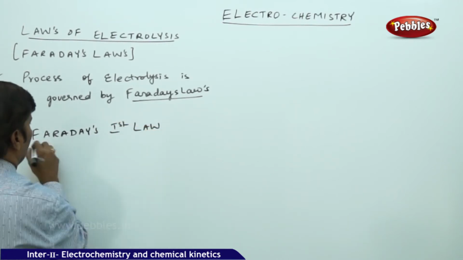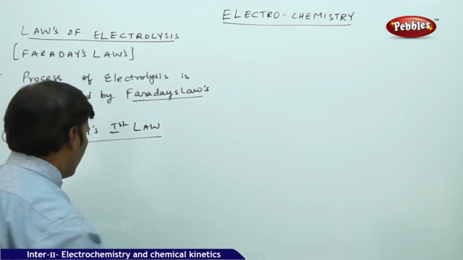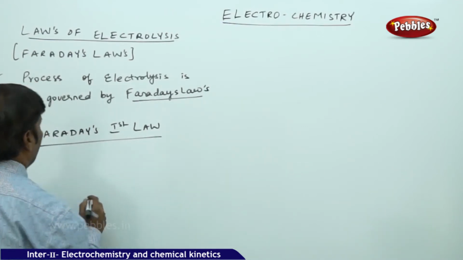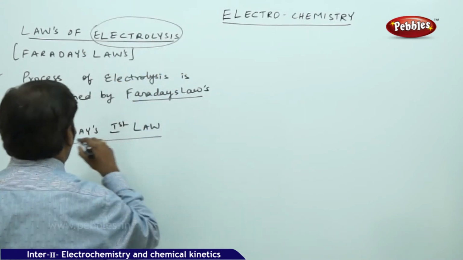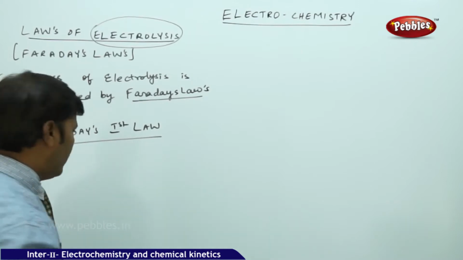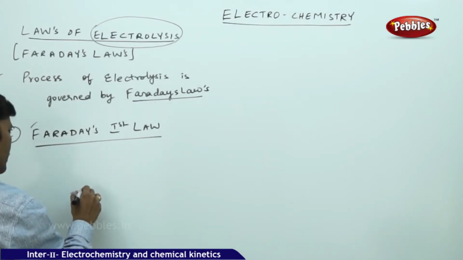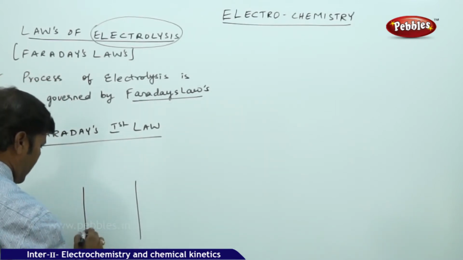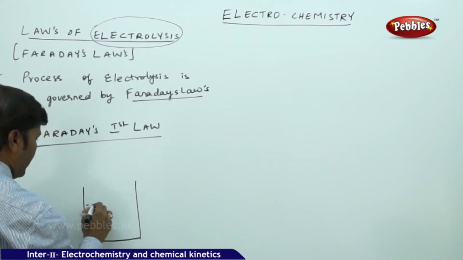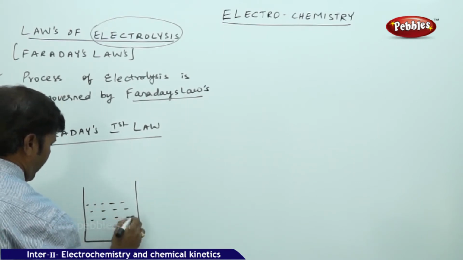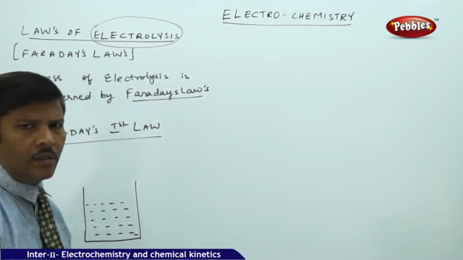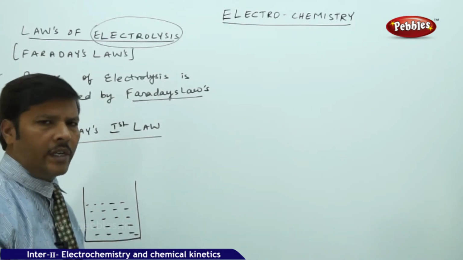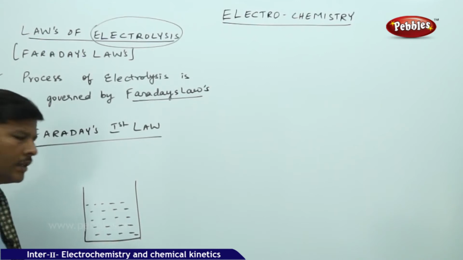If you take Faraday's first law, because the process is electrolysis and this electrolysis process is being explained by Faraday's first law, the best thing I can do here is take one electrolytic cell. This is the electrolytic cell. Fill it with the electrolyte. You can take any electrolyte, copper sulfate, silver nitrate. You can even take acids also. Acids, bases, salts, all are electrolytes only. So you can take any one of the electrolytes from the different categories.